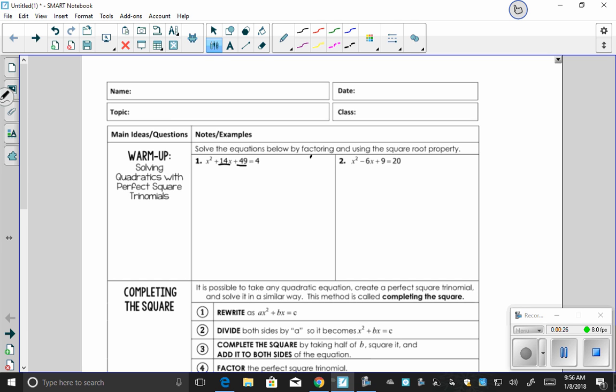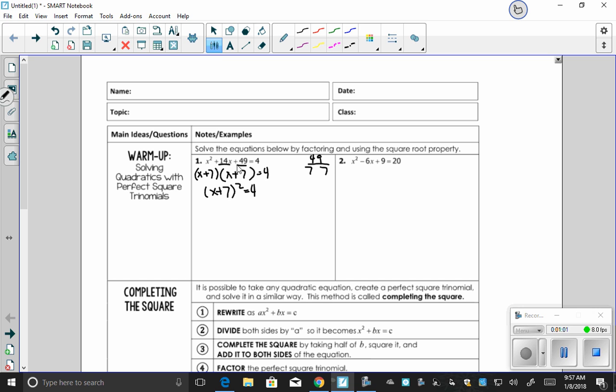Two factors of 49 that will add to give me 14 are 7 and 7. So that means I'm going to have it written as x plus 7 equals 4. Because x plus 7 and x plus 7 repeats, I can rewrite it as x plus 7 squared equals 4. From here, solving is pretty simple.